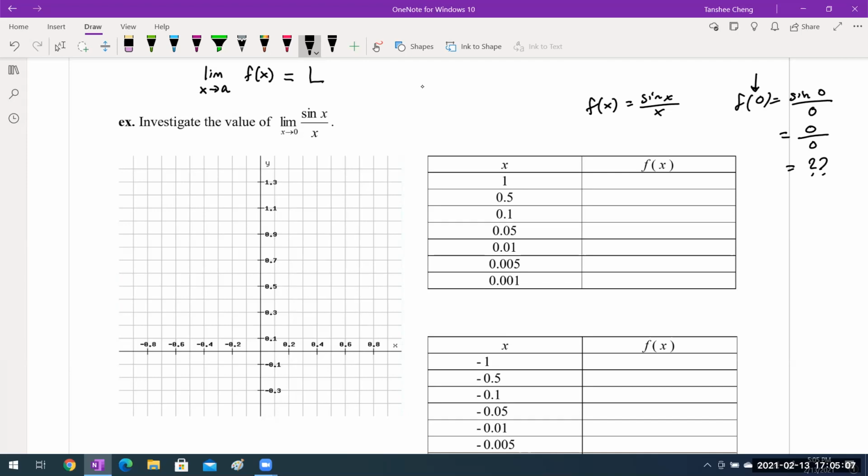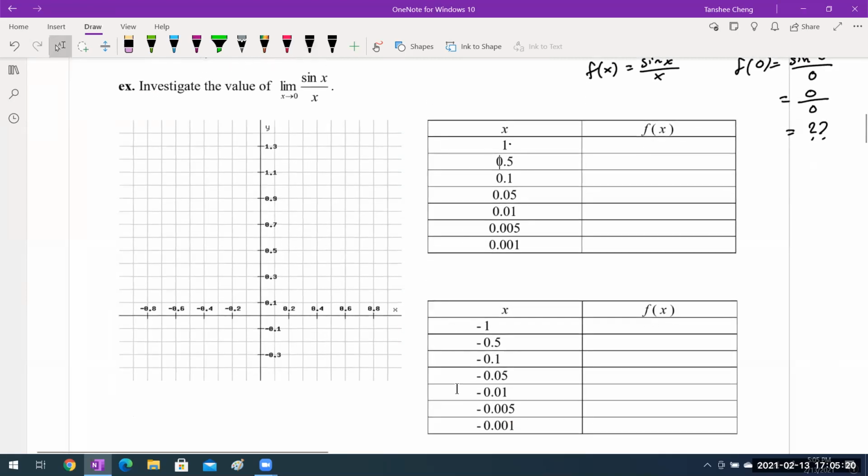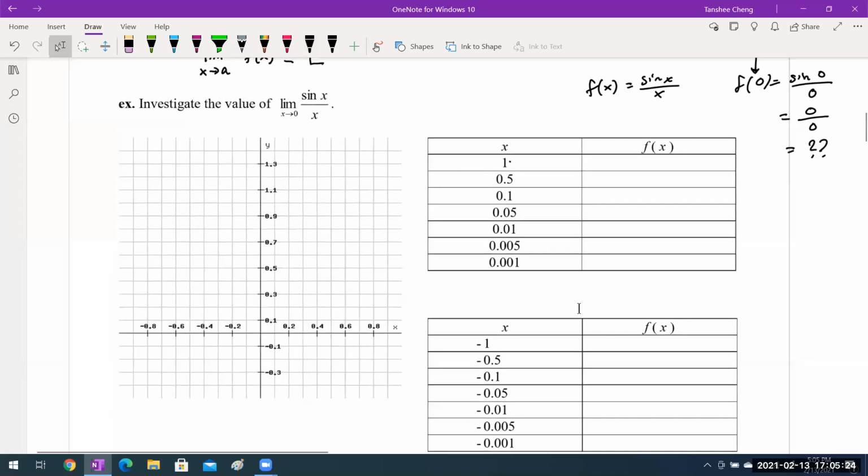So when x is 1, what is my function value going to be? Which means sine of 1 over 1. Make sure you are in radian mode, okay? And then similarly, you can find out the other one also. So pause it for a minute or so, a few minutes to evaluate those, and then let's try to investigate what's going on.